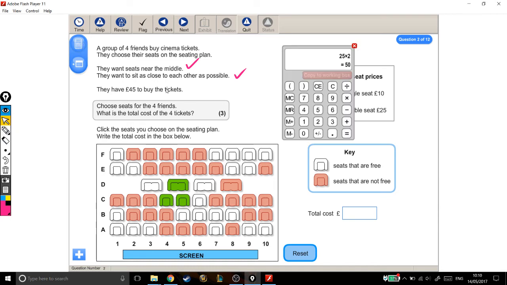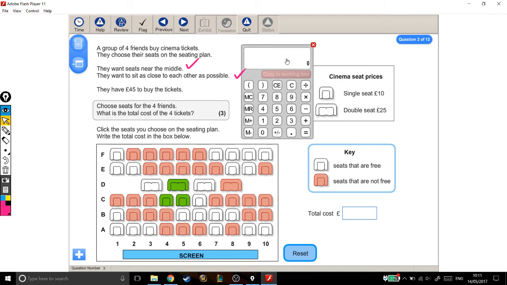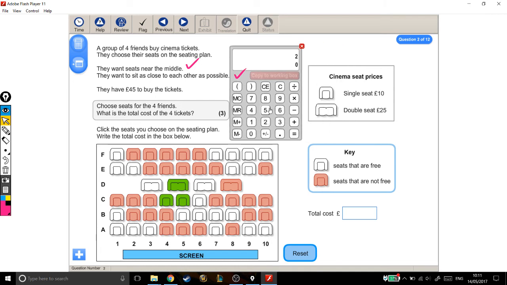So onto the calculator. Clear my working out from before. The double seat costs £25. The single seats cost £10, and I've got two single seats, so I add it on twice. And that's it, £45 that's going to cost us. So I'm happy that we've met all those three criteria. I just need to make sure that I've noticed this bit down here, where I have to actually write down the total cost. I've just put it in through my calculator, so I just come down here and type 45. That's it, that's all you need for 3 marks.